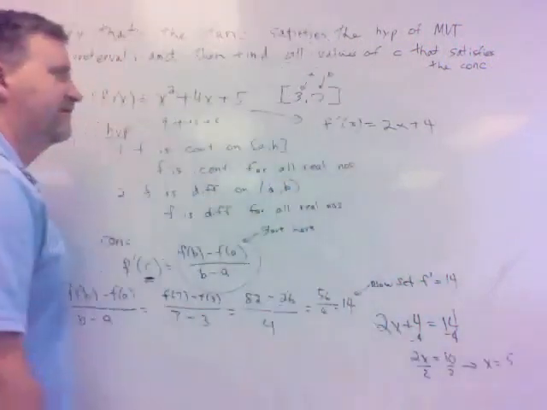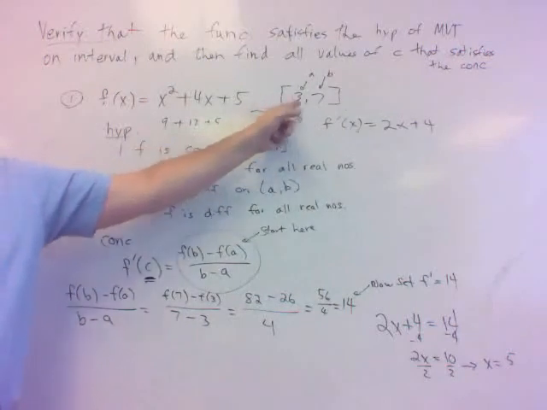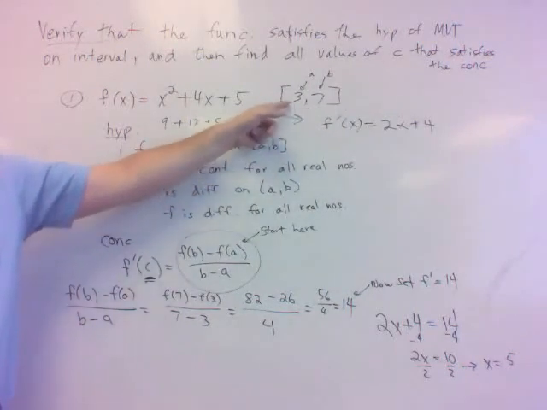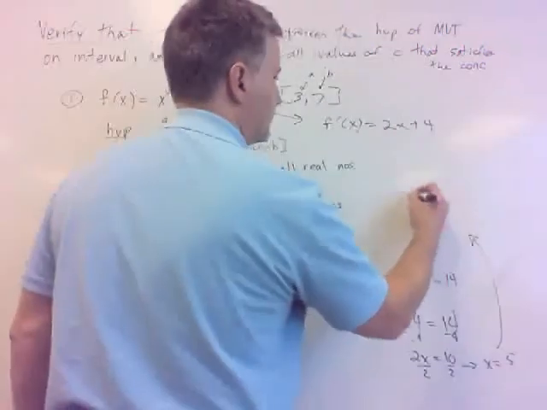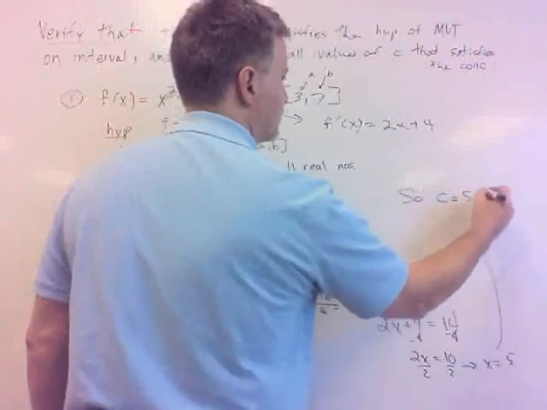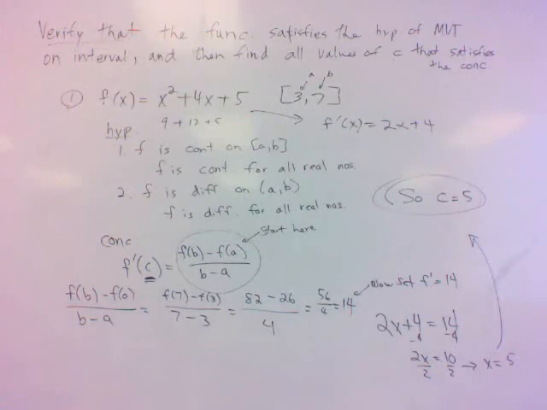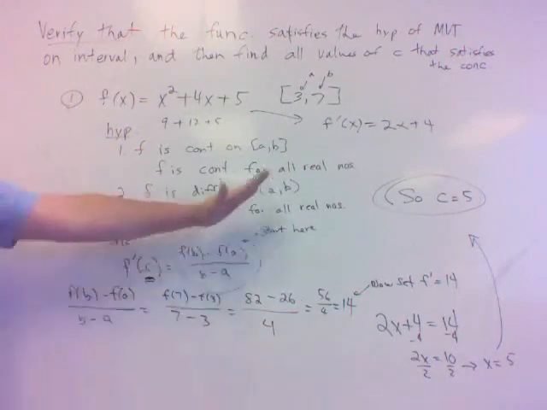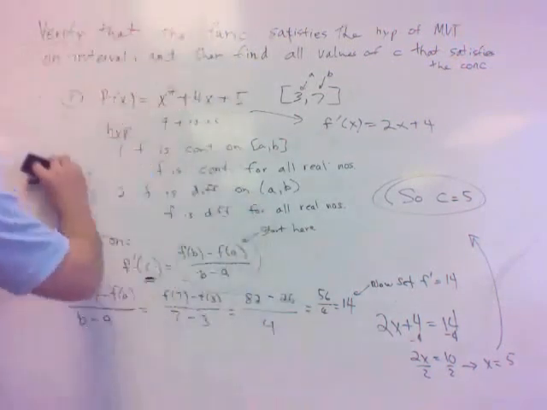What does that tell me? That's your C. And it's good because it's in the range there, isn't it? The x is 5, so that's what I want C to be. Okay? Not too bad. So that's the point where your slope would be 14, which matches the slope between those two points. Okay? All right. Any other question or concern? All right, let's do number 2.